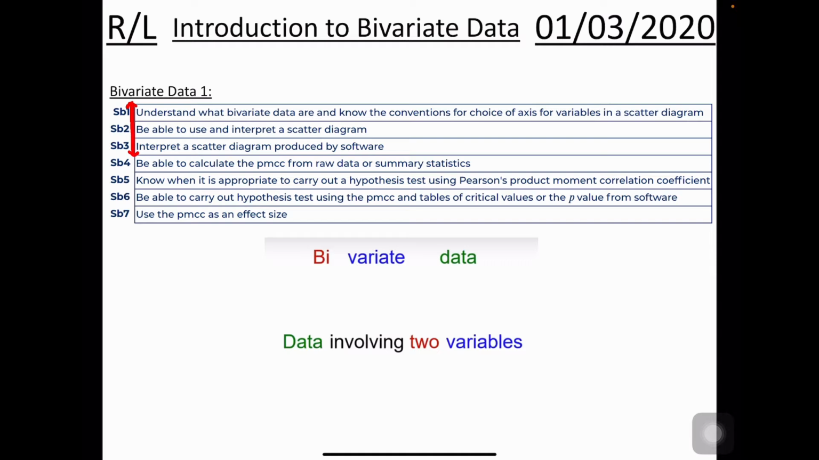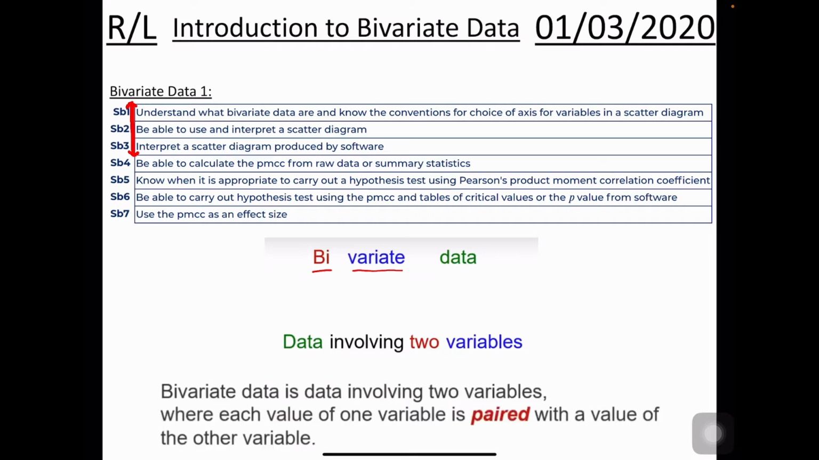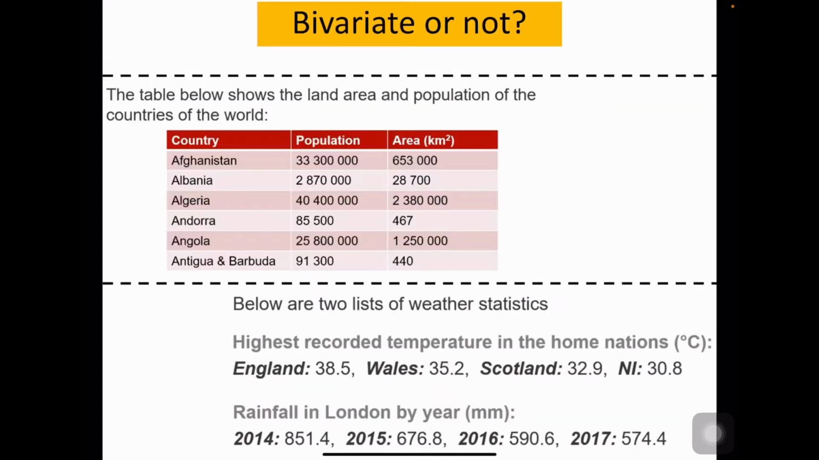So bivariate data means data involving 2 variables. Of course, bi means 2, and this is like saying variable. And here it says bivariate data is data involving 2 variables where each value of one variable is paired with a value of the other variable. So here it says bivariate or not. We have 2 examples, and we're going to discuss whether these examples show bivariate data or they don't.